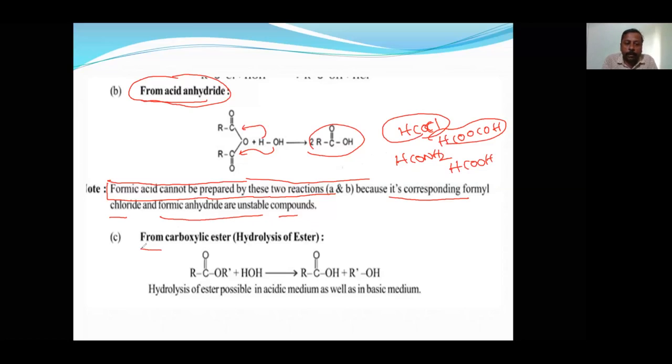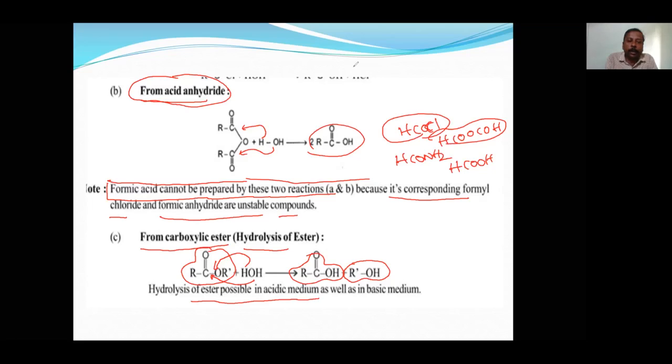Okay. Next, from carboxylic ester. So this is ester. This is a well-known reaction, Fischer's reaction. On this, OR dash, hydrogen will be going and it will form an alcohol, and on this OH will be going, then it will form the carboxylic acid. Hydrolysis of ester is possible in both media, acidic medium no problem, and basic medium also no problem. This is about the third preparation method.